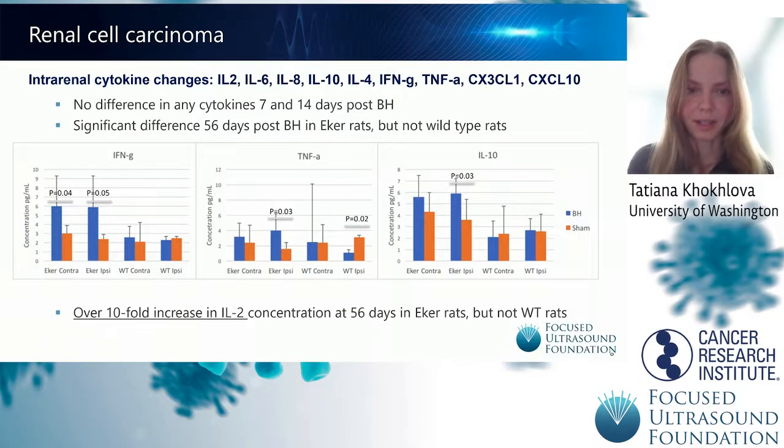The intrarenal cytokines mirrored the cellular changes that I mentioned earlier. Again, they were mostly observed in ECHO-rats and not wild-type rats. And importantly, there was over a 10-fold increase in IL-2 concentration at 8 weeks in ECHO-rats, but not wild-type rats. And that's important because IL-2 is an immunotherapeutic that has been used to treat renal cell carcinoma in the past to some success.